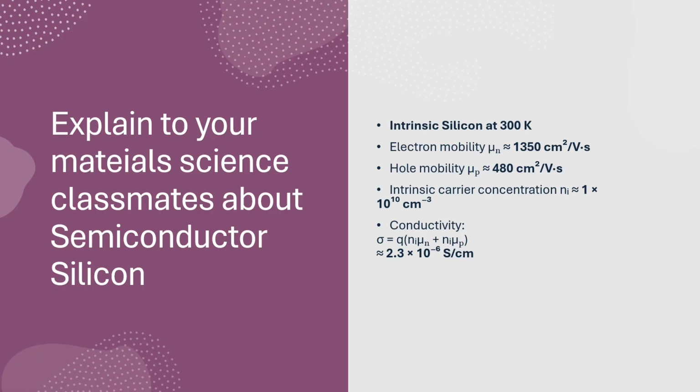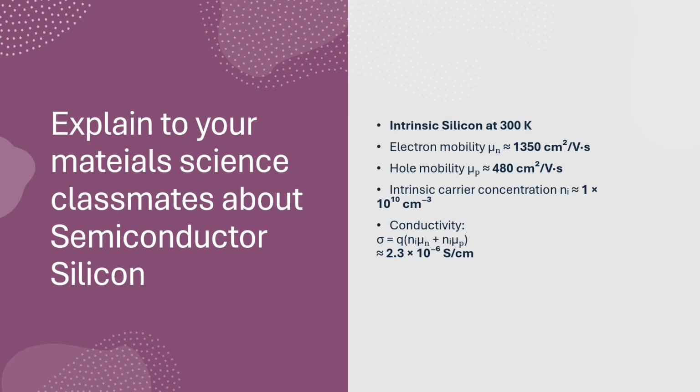So first, intrinsic silicon at 300 Kelvin. The mobility of electrons is about 1350 square centimeters per volt second, and the mobility of holes is about 480. Because the silicon is intrinsic, it has equal numbers of electrons and holes. The intrinsic carrier concentration is about 1 times 10 to the 10 per cubic centimeter.